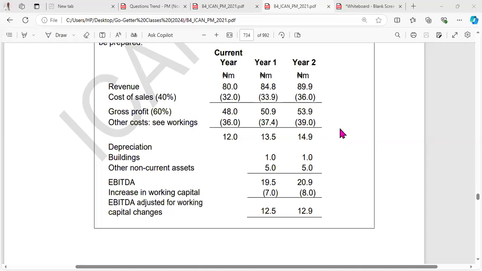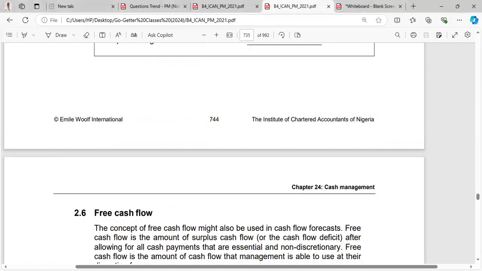All right. So we've talked about how these ones were increased from 120 to 127. We have 7 here. From 127 to 135. That's why we have 8. So when we adjust it, this is the EBITDA changes for working capital.